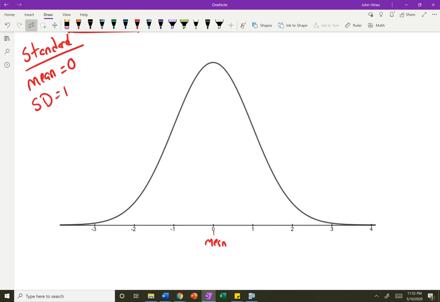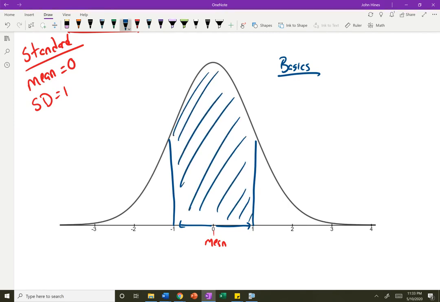So what we're going to talk about first is some normal curve basics. The basics of the normal curve. If I go 1 standard deviation below to 1 standard deviation above, so there I am. I went down a standard deviation from the mean and up a standard deviation from the mean. How much of this curve have I used up? 1 standard deviation means I've used up 68%. Approximately 68% of my population falls within 1 standard deviation from the mean.